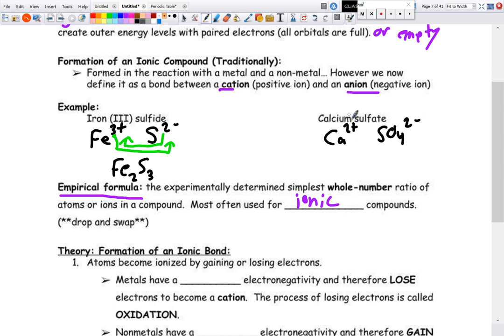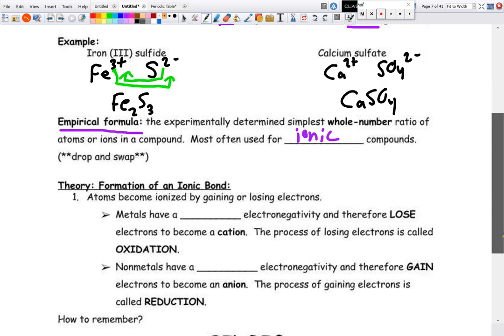Now for calcium sulfate, we always had to be careful with ones like this, because if we dropped and swapped, we would end up with Ca2(SO4)2. But we always say we need to get it down to lowest common multiple, or lowest common denominator, or whatever you want to say. I think common multiple is probably the correct term, or our simplest whole number ratios. So calcium sulfate turned into CaSO4. And that is it. We're going to look at why we do that in a sec, and it's all from the formation of ionic bonds.